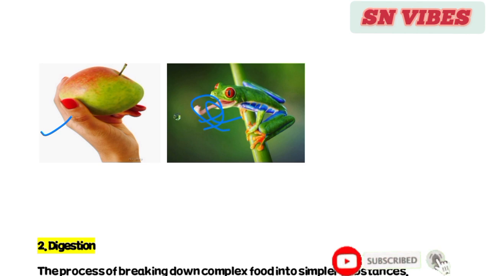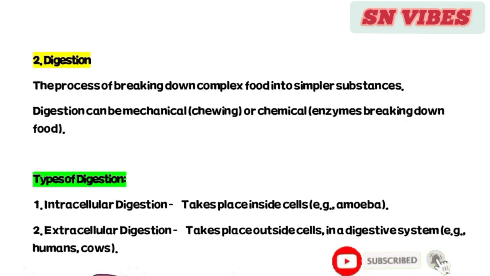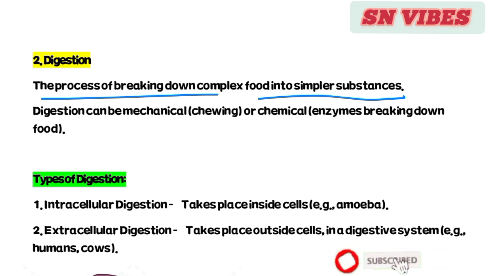The second step of nutrition is digestion, the process of breaking down complex food into simpler substances. Digestion is a very simple thing: the food is broken down from larger substances into smaller particles or smaller substances. That is called digestion.